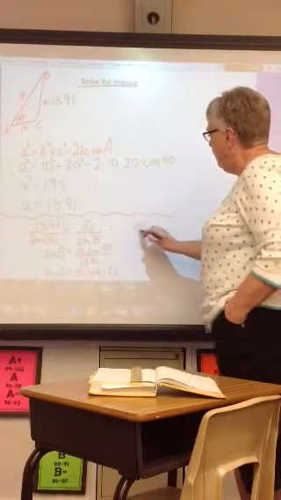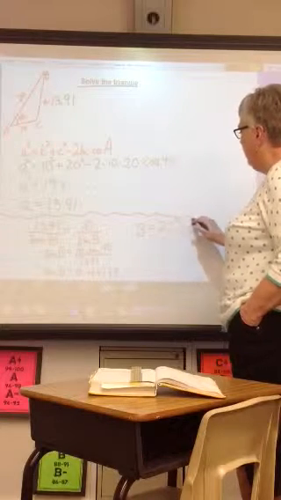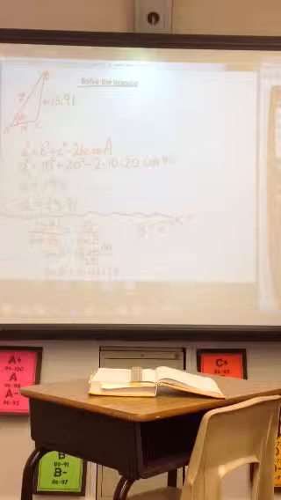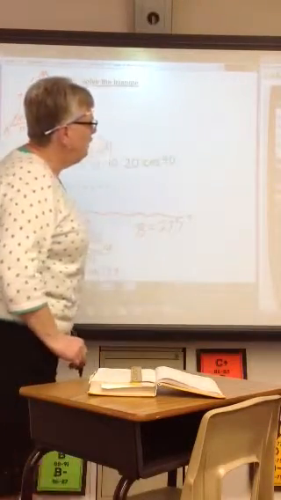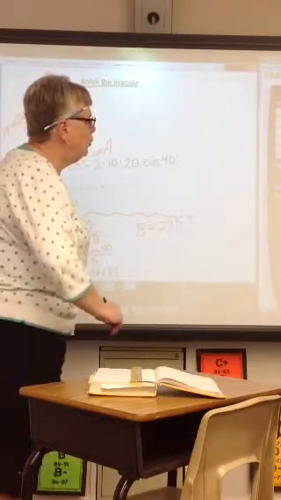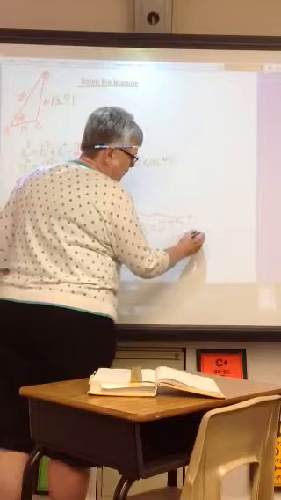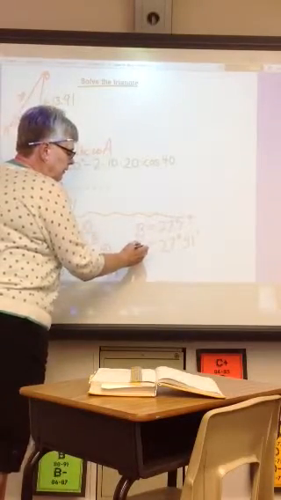Now, since they gave my angle as degrees, minutes, and seconds, and I want it into degrees, minutes, and seconds, you would go back to your calculator and go second angle, do number 4, and we now have 27 degrees, 31 minutes. So there's my angle B.